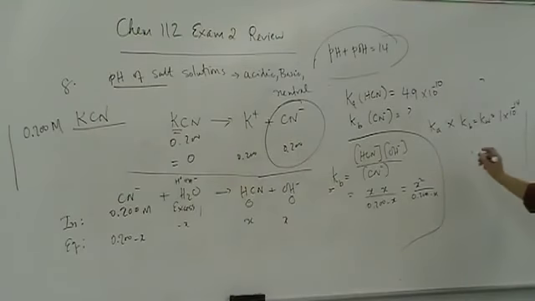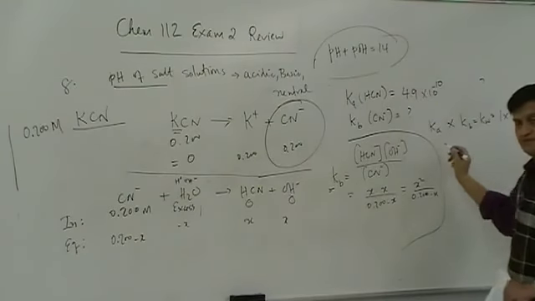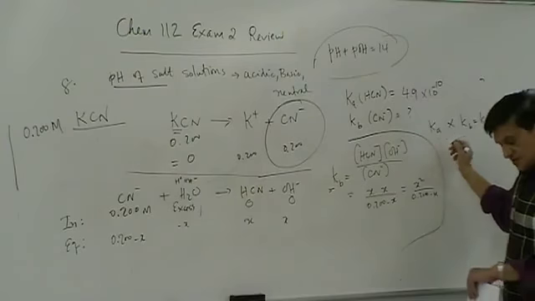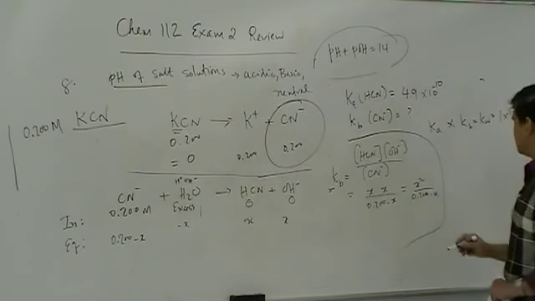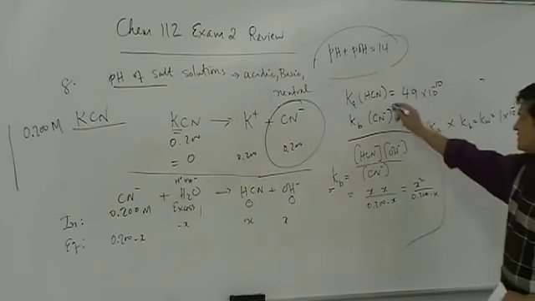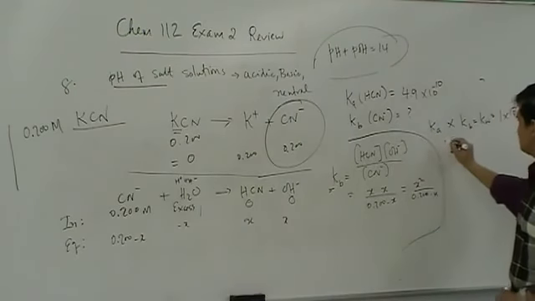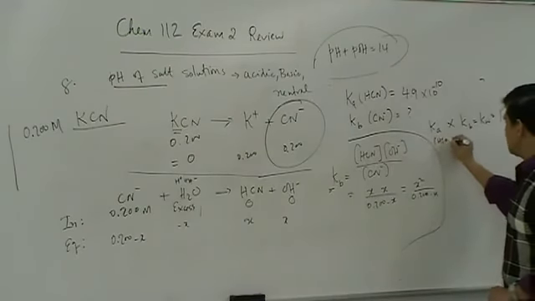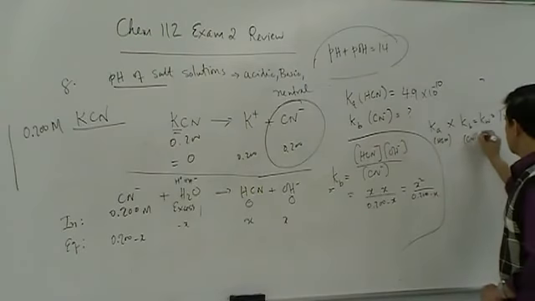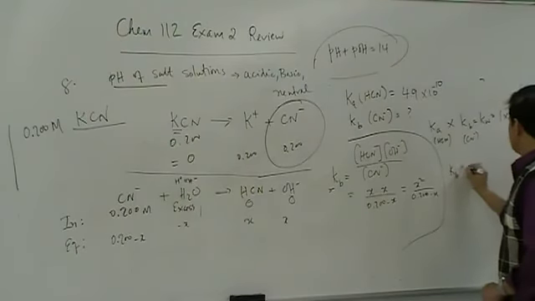Always Ka times Kb. This is for a conjugate acid-base pair. Only when you have a conjugate acid-base pair would this be true. And yes, these are a conjugate acid-base pair. HCN is the acid, CN minus is the base. So this Ka refers to HCN, and this Kb refers to CN minus. So let's find out Kb.